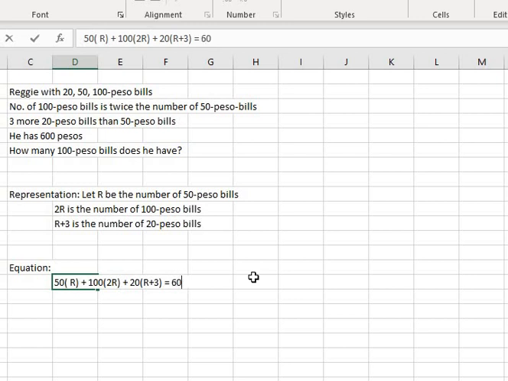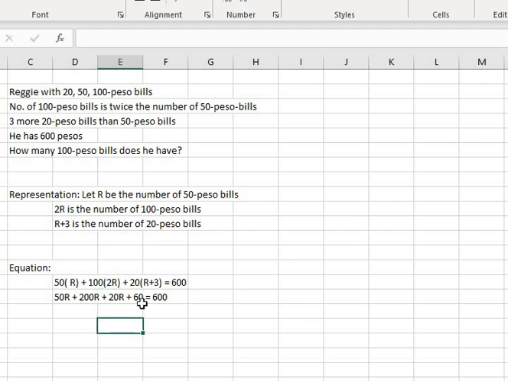that is equal to 600 pesos. So solving our unknown gives us 50R plus 200R, plus 20R plus 60, that is equal to 600. Simplifying the left hand side and then using the addition property of equality to dispose of 60 on the left, we're going to have 270R on the left hand side of the equation, and on the right hand side we're going to have 600 minus 60, which is 540. Dividing both sides by 270 gives us R is equal to 2.